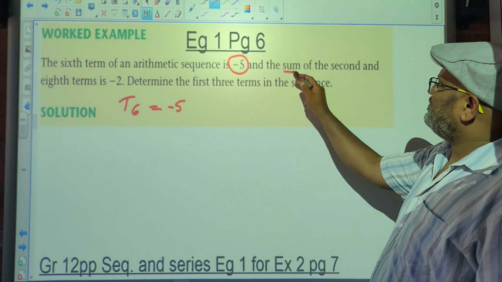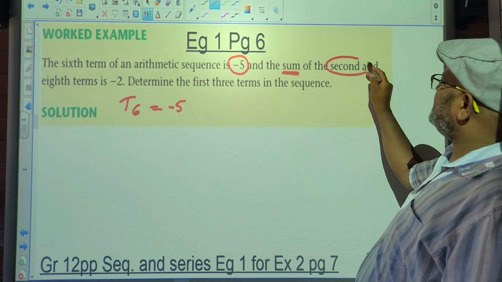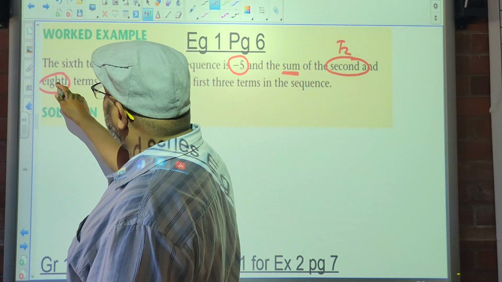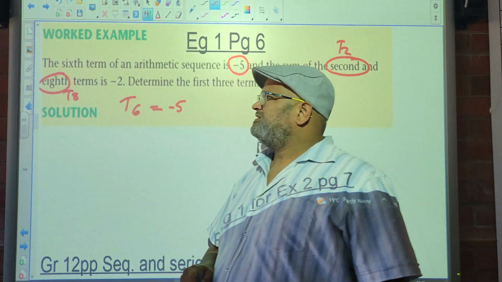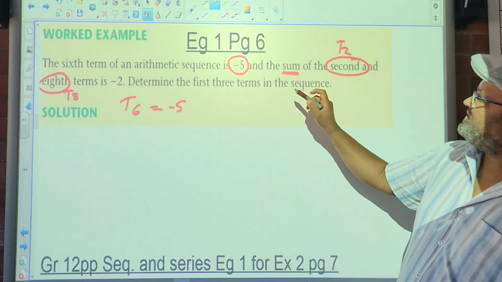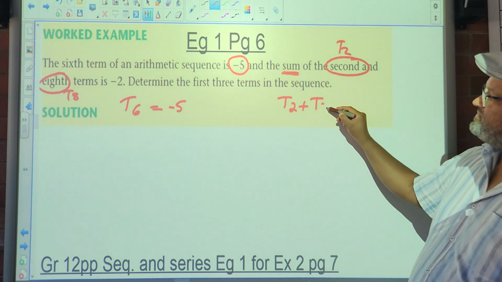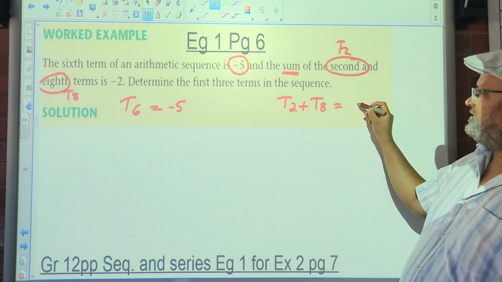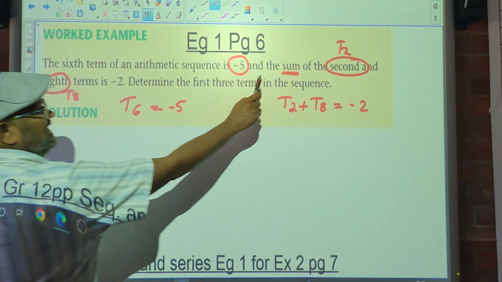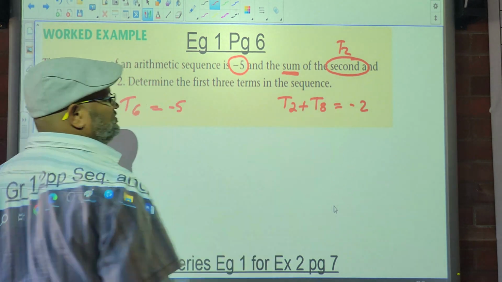And the sum of, what does the sum mean? To add. The sum of the second, what is that? T2. And the eighth term, which is T8. So what does that mean? I must add the 2 terms. So what do I write here? T2 plus T8 is equal to -2. Let's read again. The sixth term of the arithmetic sequence is -5, and the sum of the second and eighth term is -2.